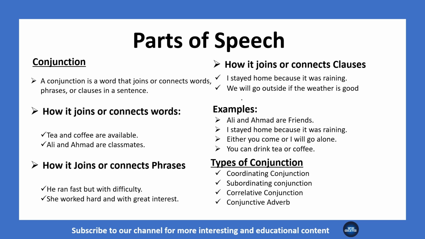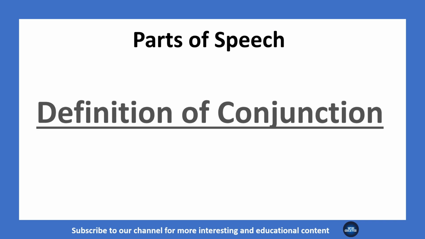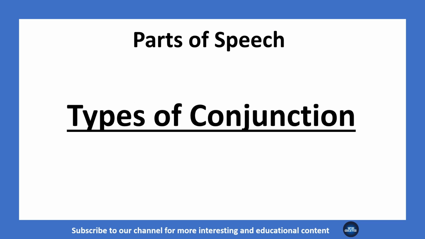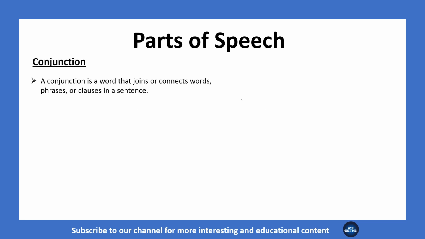In today's video, we are going to learn about conjunctions. We will cover their definition, clear explanation, practical examples, and the main types of conjunctions used in English grammar. So, without further delay, let's begin with the definition of conjunctions. A conjunction is a word that joins or connects words, phrases, or clauses in a sentence.